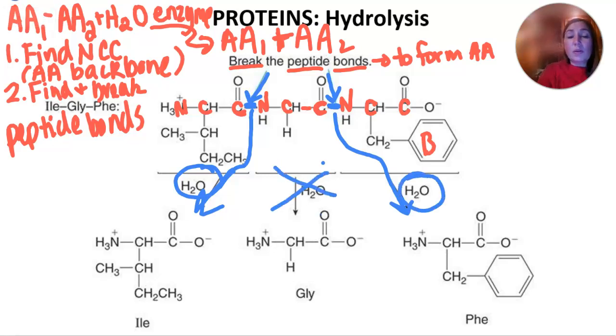This shows a third water molecule, but we would not use it. We don't need 3 water molecules. We just need 2 water molecules to break our 2 peptide bonds here. If we have a tripeptide, there's only 2 peptide bonds holding the 3 amino acids together. We only need 2 waters to break that apart. And so what do we end up with? We end up with our 3 separate amino acids, isoleucine, glycine, and phenylalanine.